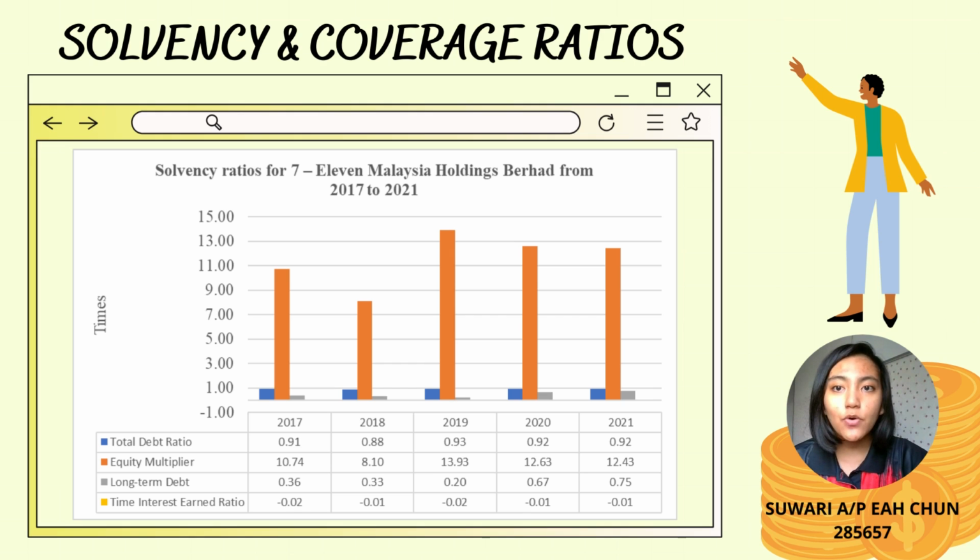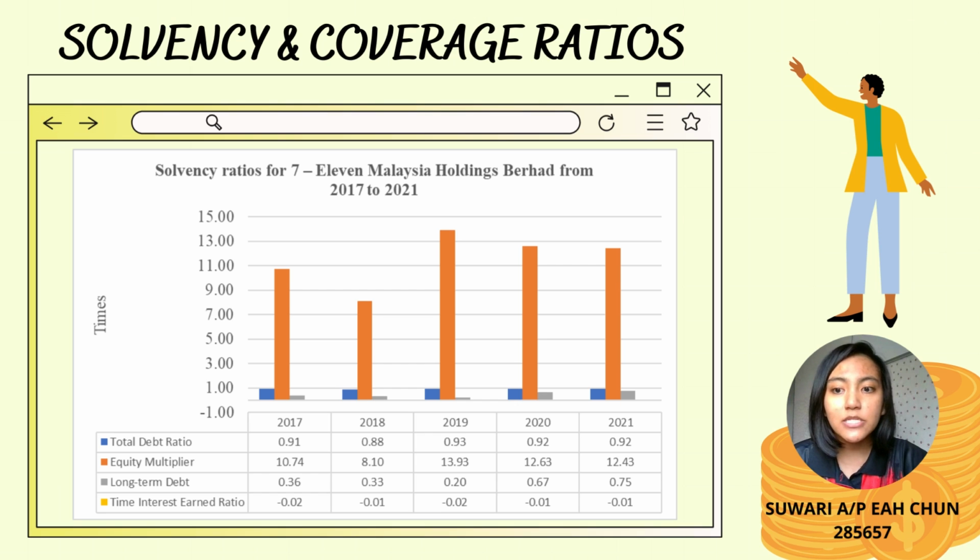There are many ratios that can be used to measure and analyze the solvency ratio, which is total debt ratio, equity multiplier, long-term debt, and time interest earned ratio. As for the total debt ratio, there are also decreases and increases in particular years. For example, in 2018, there was a decrease and an increase in 2019, but a further decline in 2020.